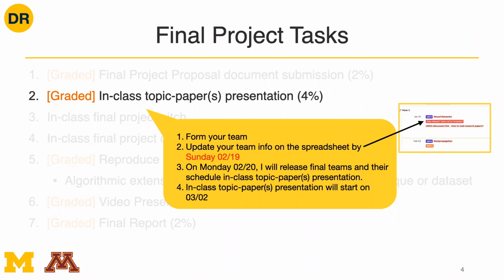Please try to do this by Sunday. I'm not making it a hard deadline as such, but on Monday, I would like to release an announcement saying, okay, these are the groups, these are the topics of interest, so that we can think about scheduling their presentations for the second half of the course. In-class presentations from students will start on 2nd of March. So if you haven't updated the sheet, please do so. That's the whole point here.